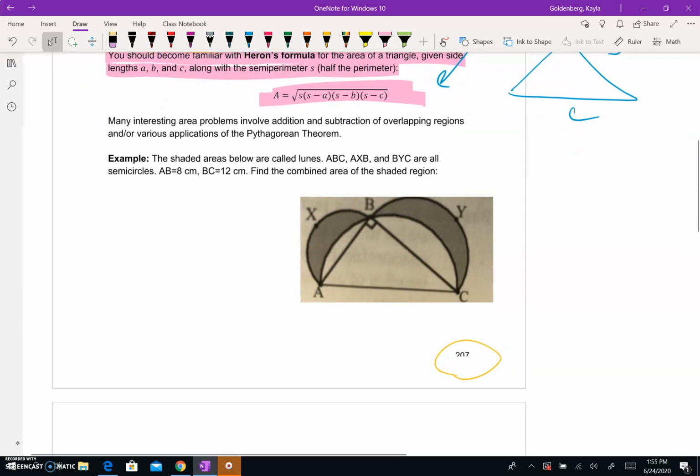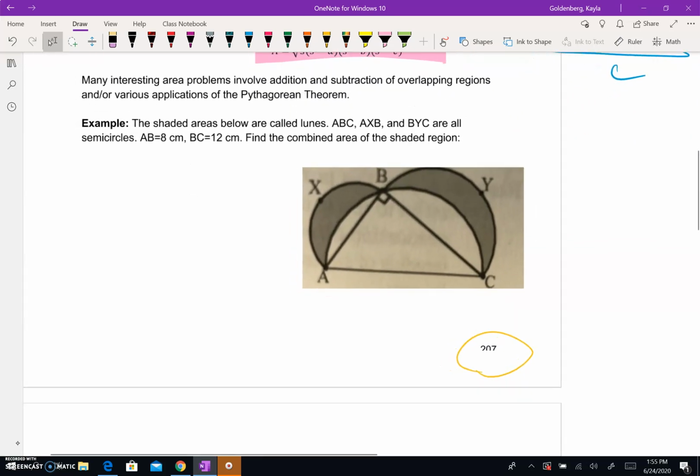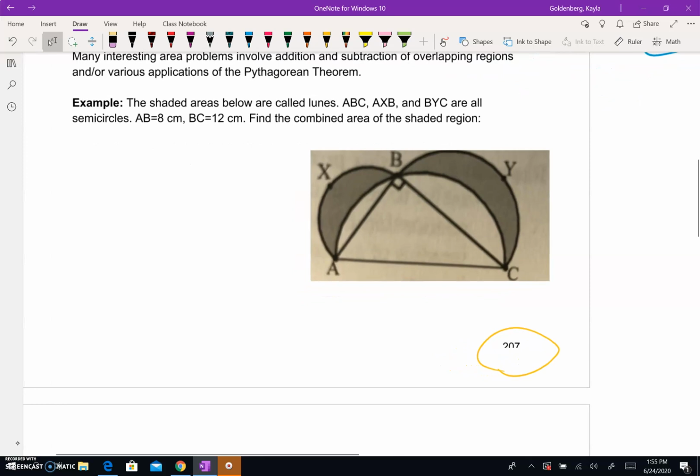This example is something called a lune, really weird term. And we are looking for the shaded area below. So we have ABC, AXB, and BYC are all semicircles. They give us some dimensions. So AB is 8, so I'll put it here. BC is 12. And we want to find the combined areas of the shaded regions.